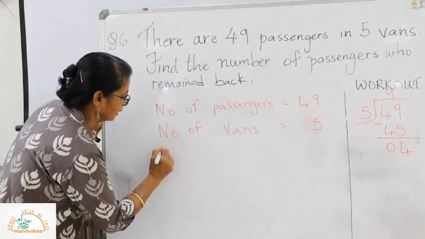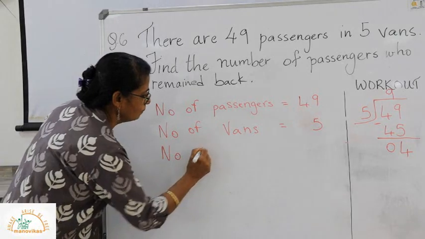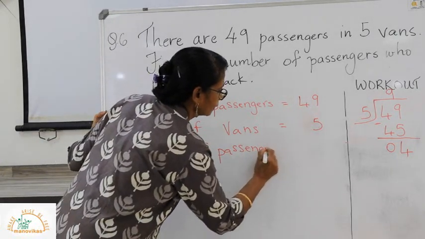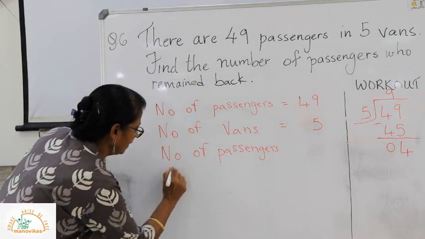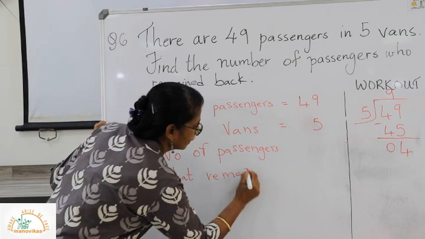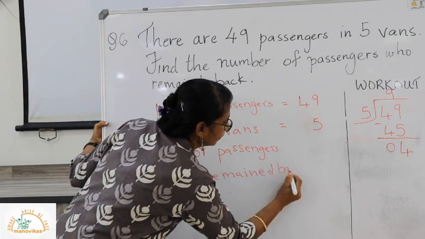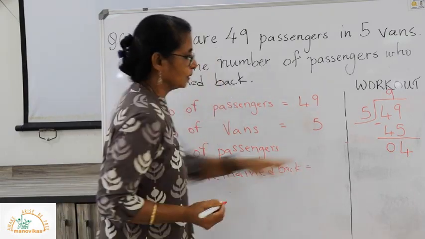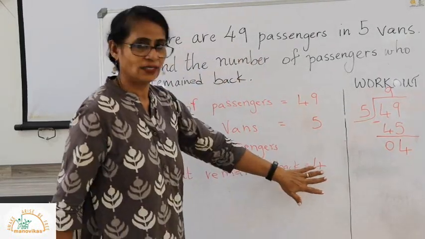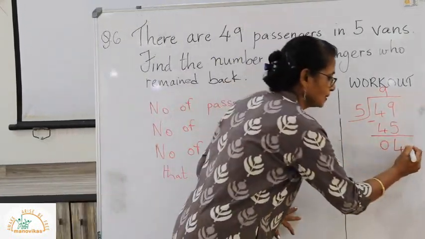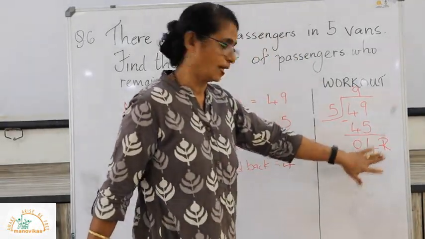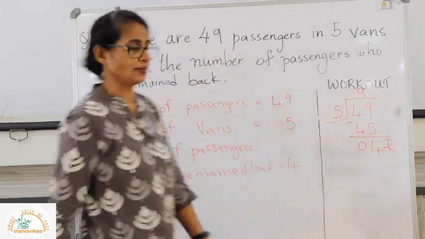So the number of passengers that remained back is equal to 4. How many passengers remain back is equal to 4. And this is the remainder. Teacher has written R to tell you that this is the remainder.